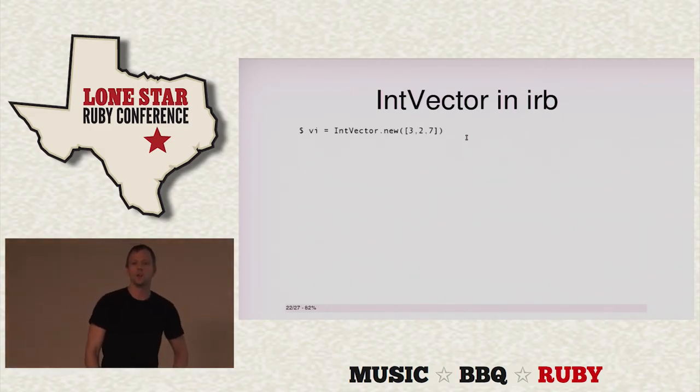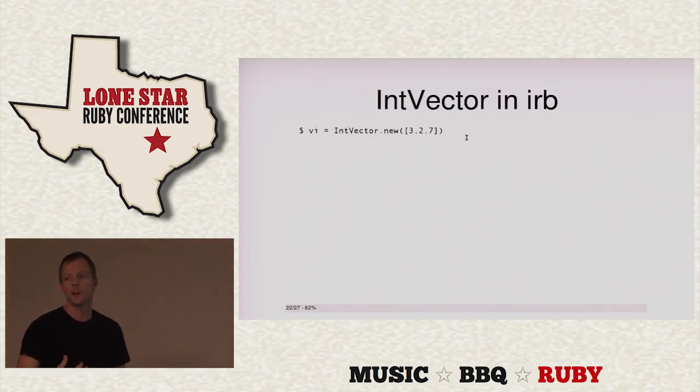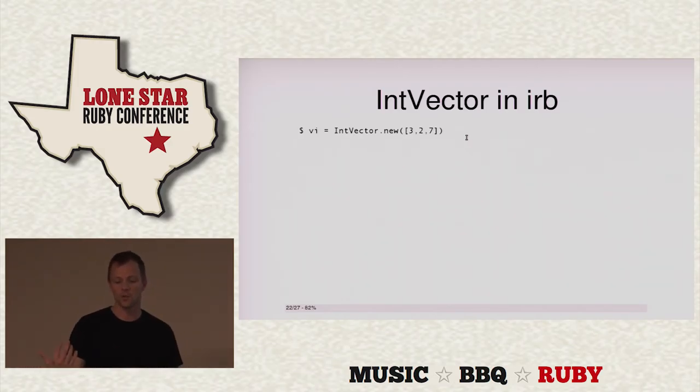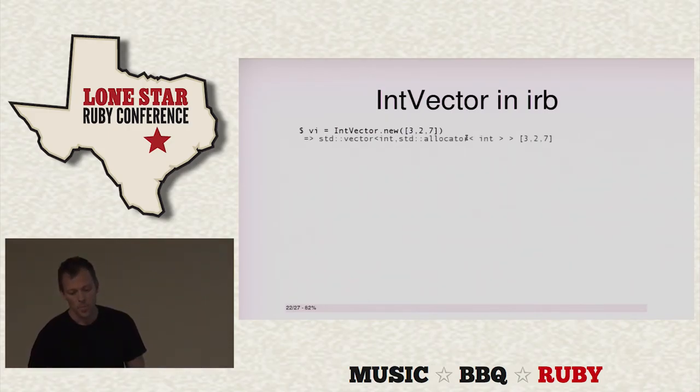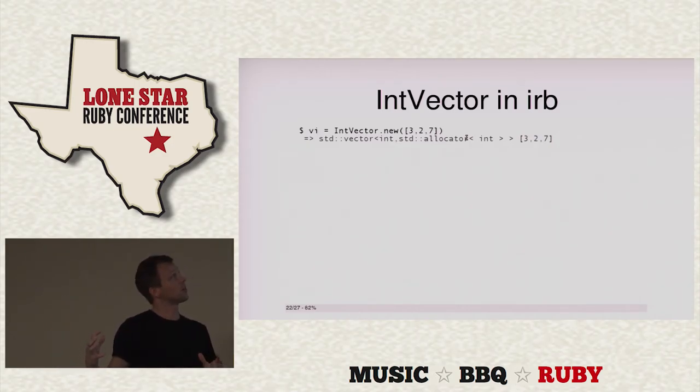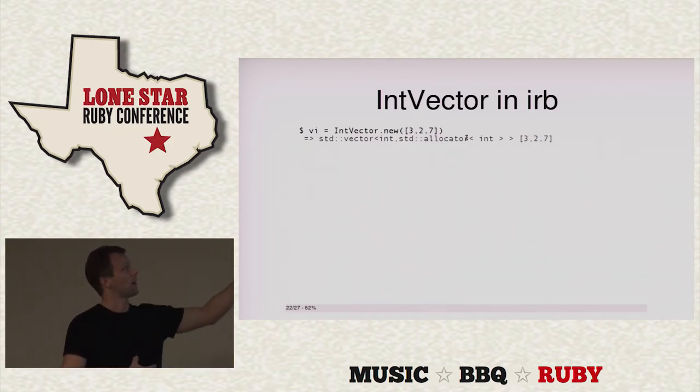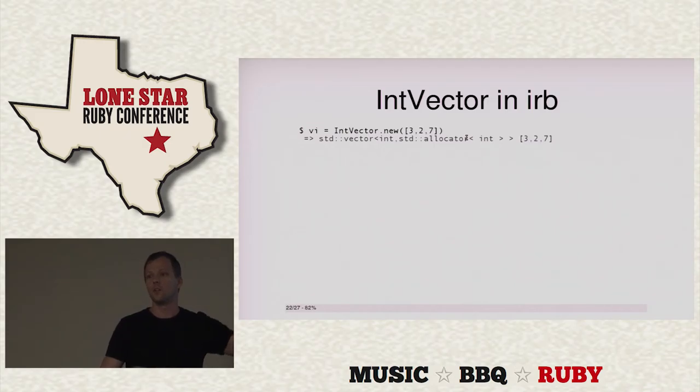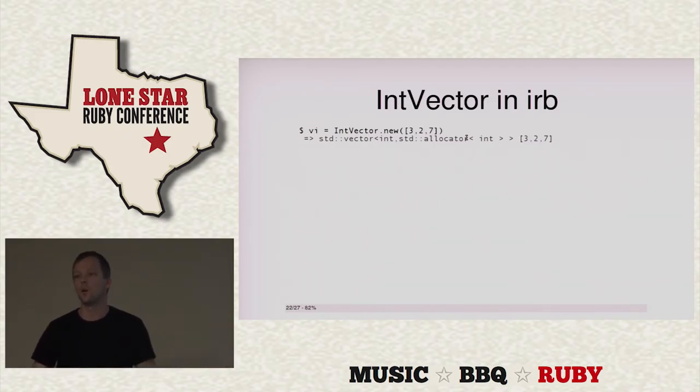So if we take a look at our new int vector in IRB, just to see what it looks like, you can create a new one and initialize it with some elements that way, and then it's going to return this hieroglyphic looking thing. That's a standard vector of int, the basic C++ class, so it makes it kind of easy to see what SWIG did in that case.